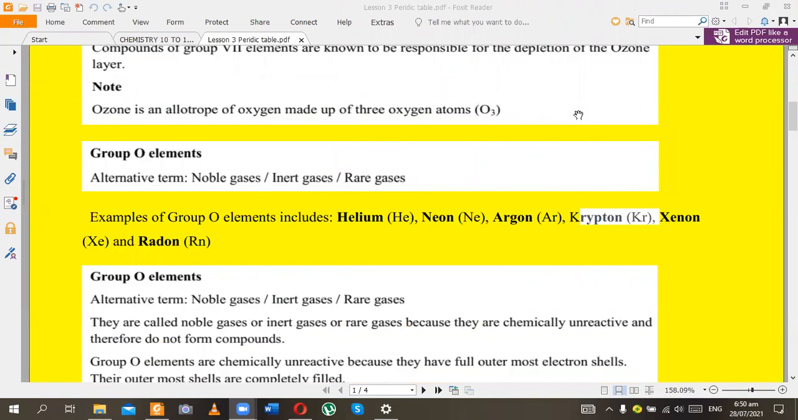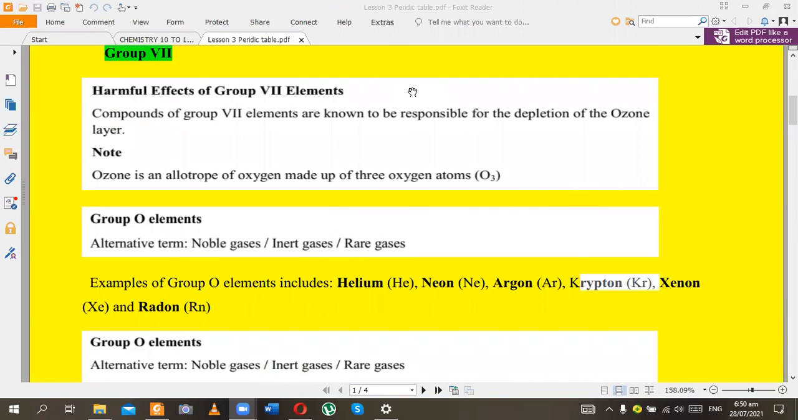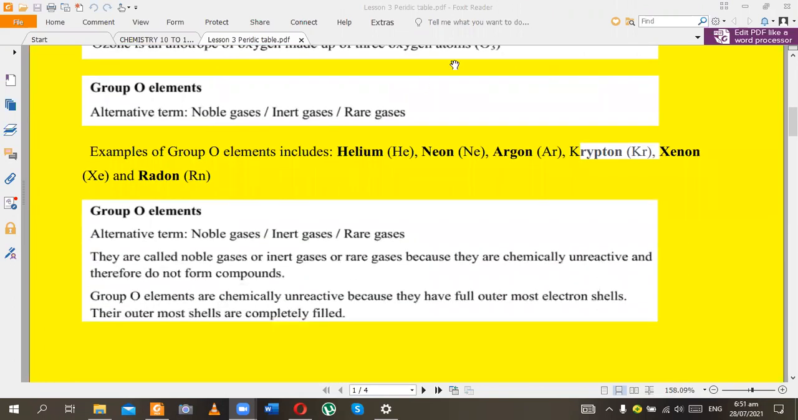Let us go back to the part where we were. So when you say group 0 elements, let us know what they are. Before we look at the name, let us first understand these guys. The first one is helium, He, with a 4 here and a 2 down here.